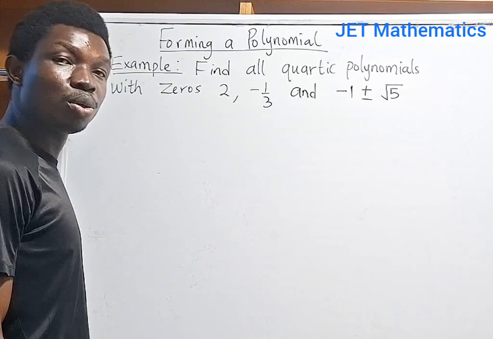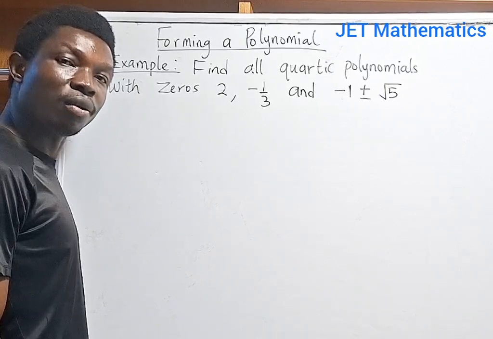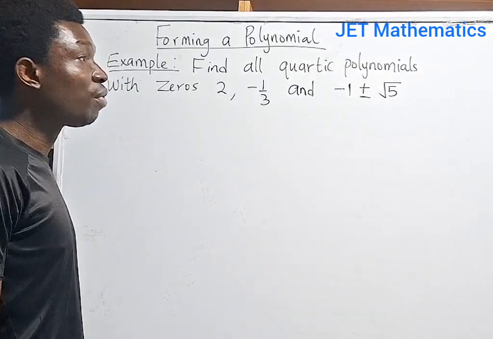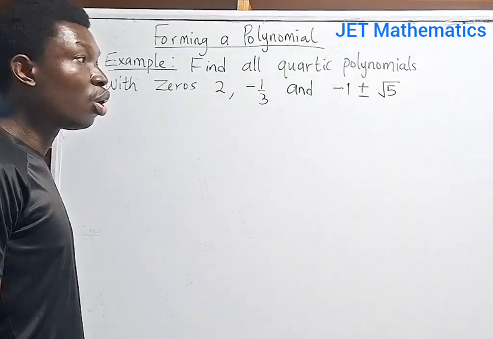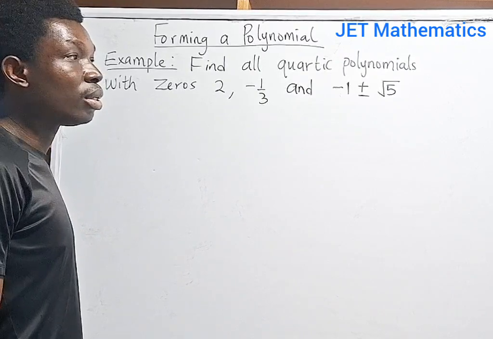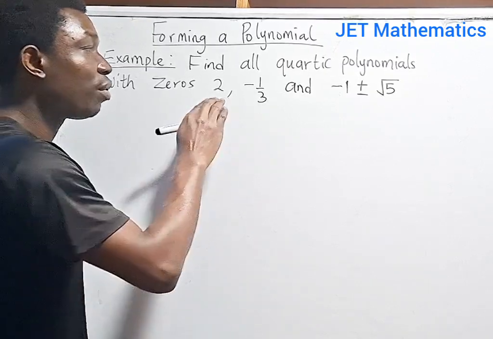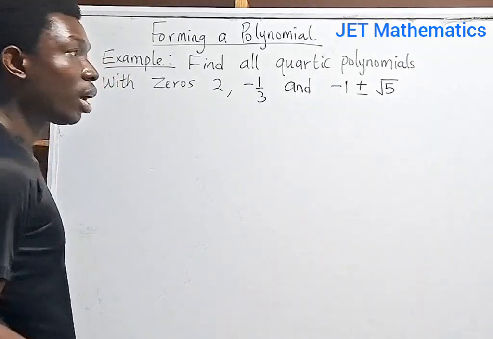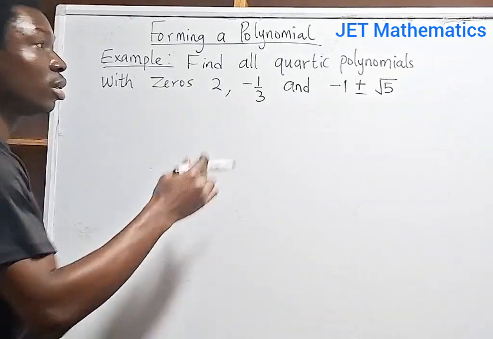In this video, we'll be forming polynomials given the zeros of the polynomial. We have an example on the board. It says find all quartic polynomials with zeros 2, 1 over 3, and minus 1 plus or minus root 5. So we have the four roots of the polynomial, and now we are asked to form that polynomial. It's quite easy.